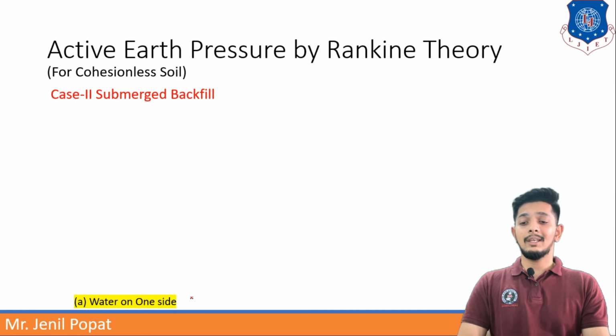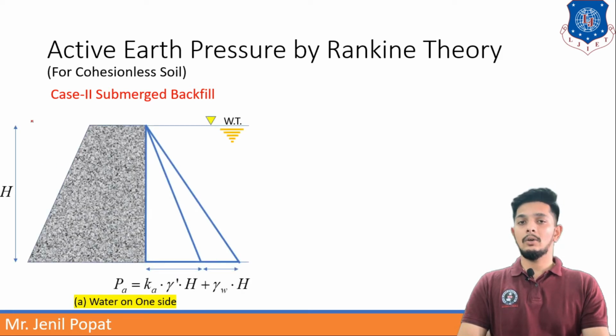Here, for the first case, water on one side. If the water is only on one side of the retaining wall, then this figure is showing the water table on one side of the retaining wall as here. So the backfill will be directly submerged because it will be in the water. So the pressure diagram of this will be like this.